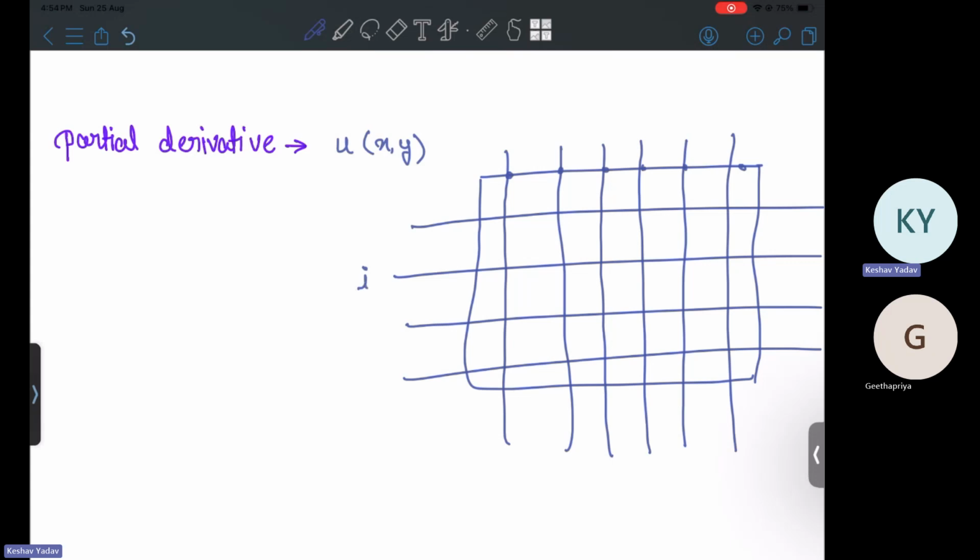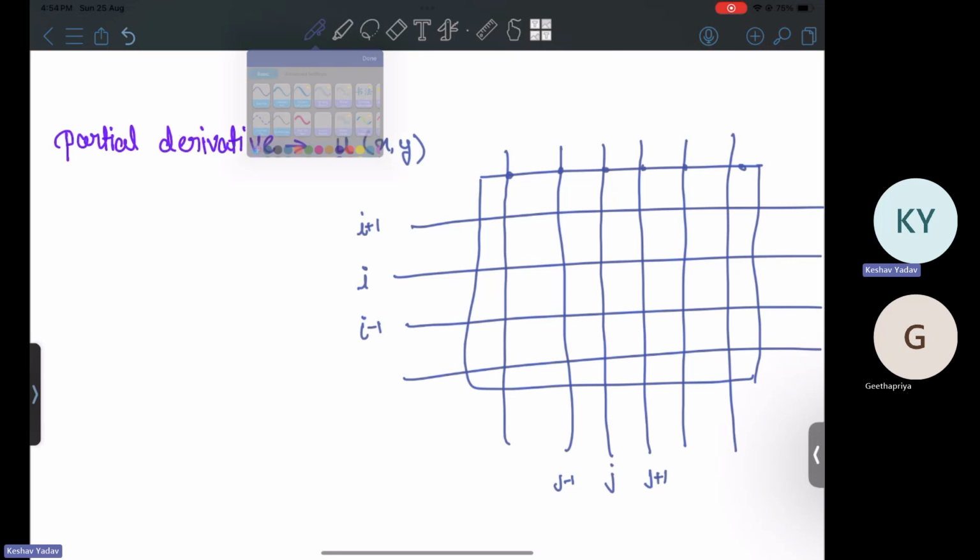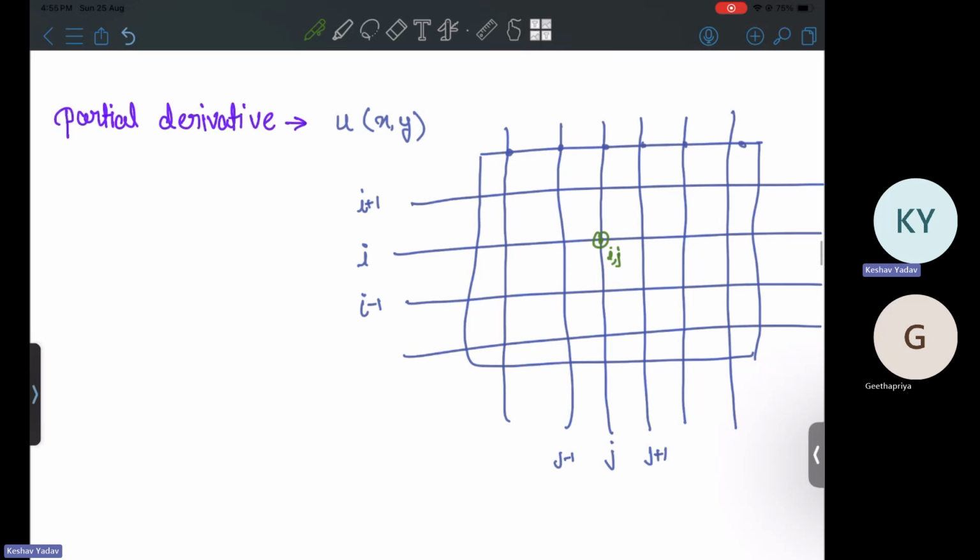Suppose this is my ith row and this is my jth column. So this will be my (i+1)th row, this will be my (i-1)th row, this will be my (j+1)th column, and this will be j minus 1. This is my coordinate (i, j). Suppose I want to find del u upon del x here, meaning the derivative in the x direction at x equal to i. This I can simply write as u_x at i.